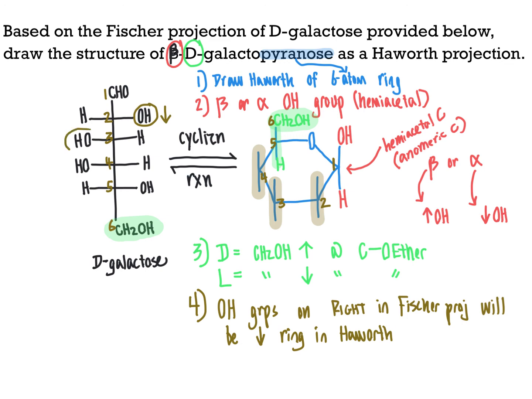On the other hand, at position 3 and 4, the OH group is on the left, and the OH group on the left means that the group is going to be positioned above the ring. So let's go ahead and draw that in. At position number 2, we are going to place the OH group below the ring. Hydrogen will be above the ring. At position number 3, here, the OH group will be above the ring, hydrogen below the ring, and same thing at position 4. The OH group is above the ring, the hydrogen is below the ring.